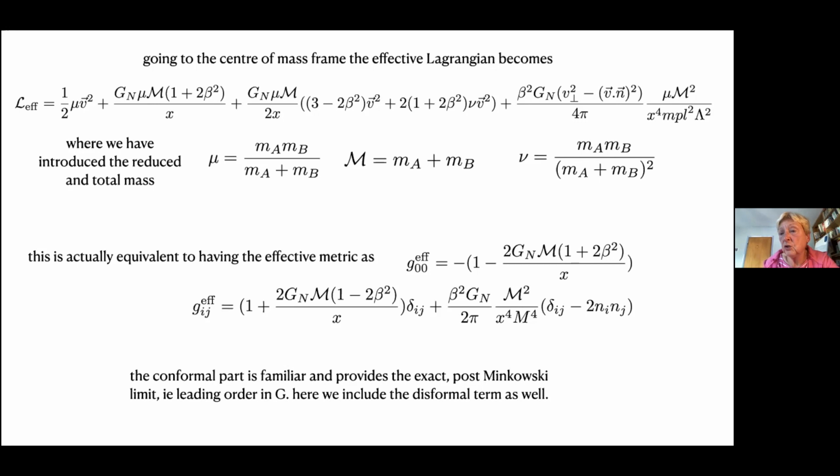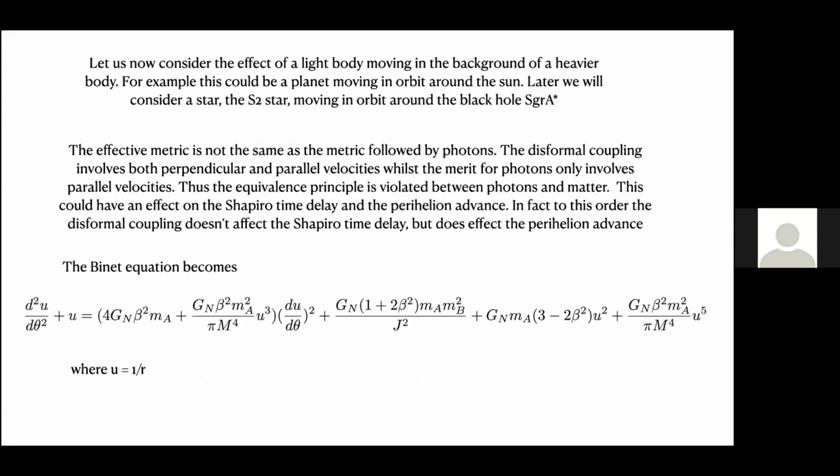And people who've worked on any modified gravity, this sort of changing what is essentially Newton's constant to have a term plus 2 beta squared is fairly standard. But here, the GIJ is coming in not just with the Newton part, with conformal, and a disformal term coming in. So it's like changing your effective metric that the bodies are interacting with. This will change the effect of light moving in the background of a heavier body, a planet orbiting around the sun, or perhaps the stars that are orbiting around in the center of the galaxy.